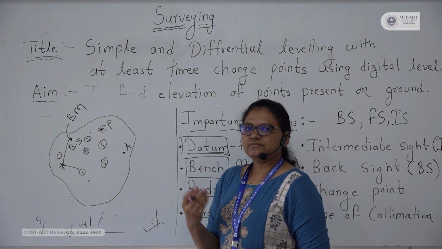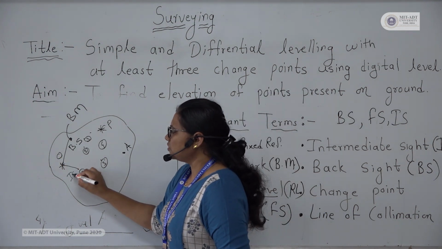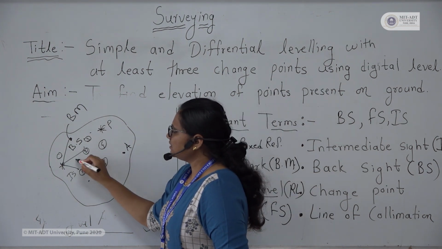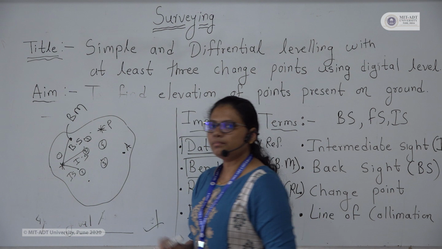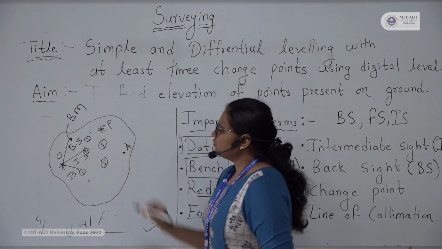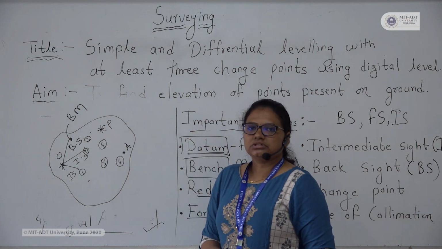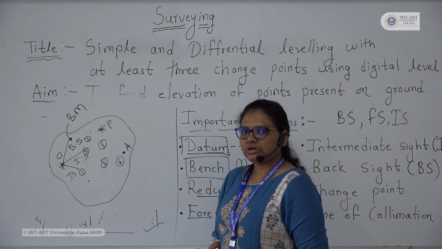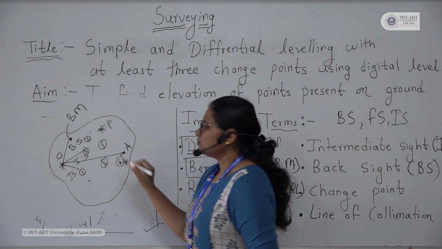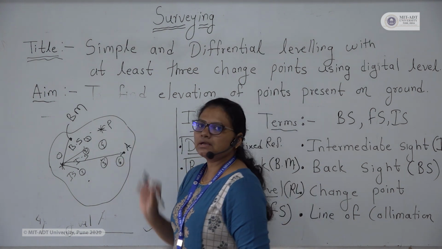So the second reading which I am observing from this point O will come in the column of IS, that is intermediate side. Then the next reading again comes in the column IS, that is intermediate side, and so on. Now for this point A, suppose this is your 6th point. So for this point A, where we have to take a change point, I will observe the reading from O. If it is not accessible, then I will shift the instrument to P.